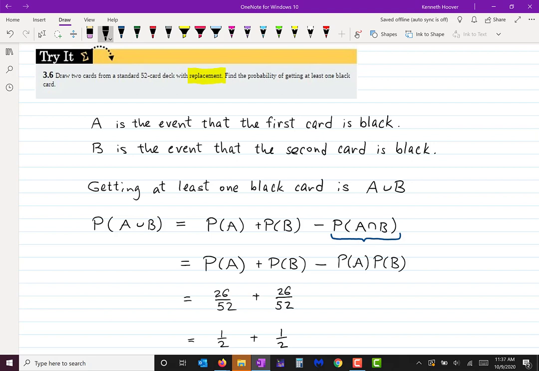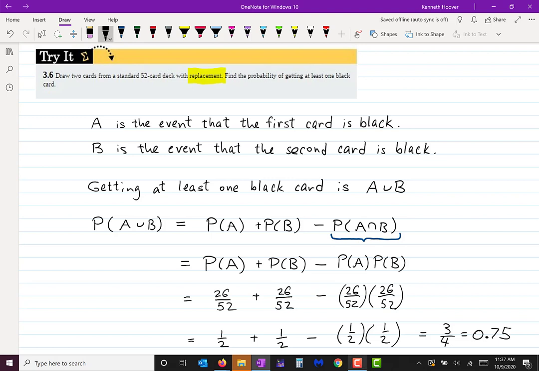Okay, and so we have this. And what does that equal? A half plus a half minus a half times a half. So that's going to be 1 minus a fourth, and that's going to be 3 fourths, or 0.75. There's the answer.